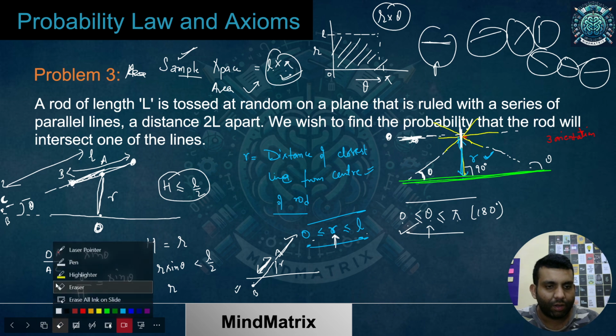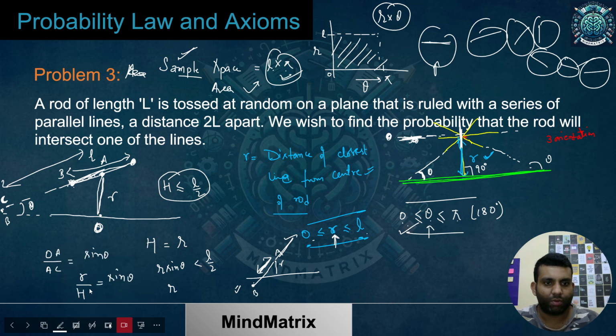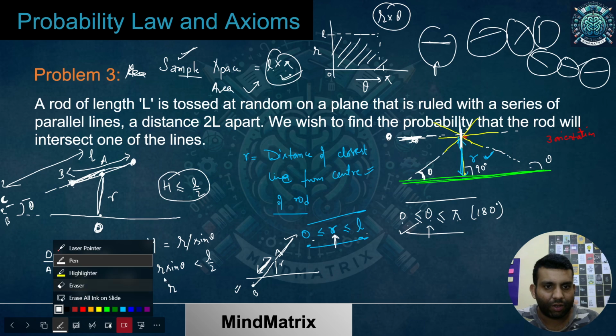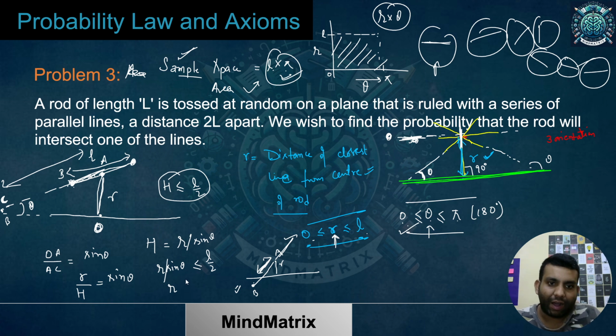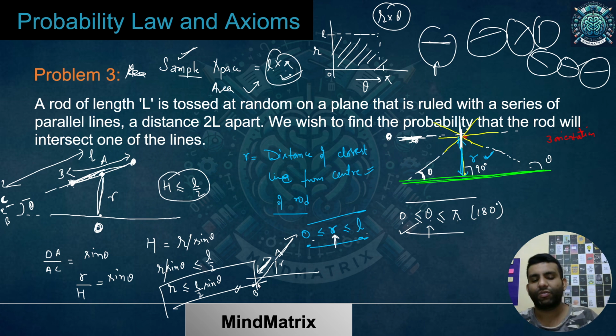Okay, just see this. So h is r by sine theta. So here also I'll just write it as that only. So r by sine theta must be less than or equal to L by 2. That means your r must be less than or equal to L by 2 sine theta, since sine theta is in the denominator of r. This is the condition for intersection.